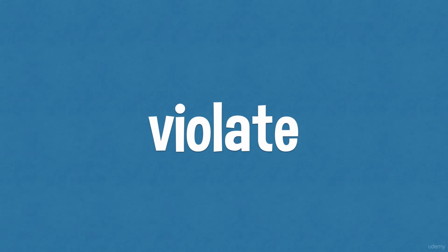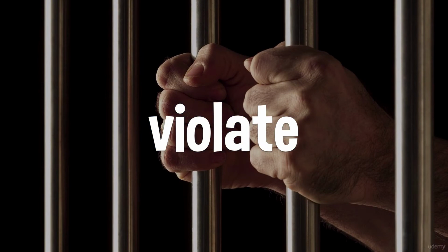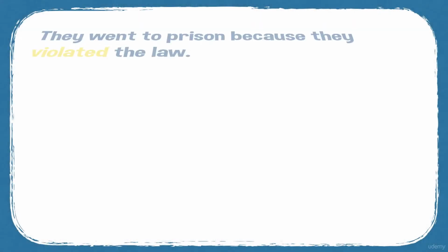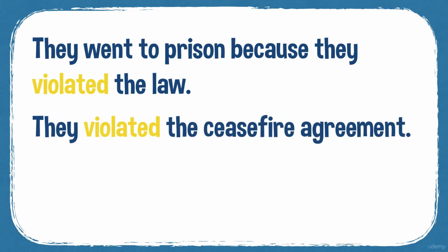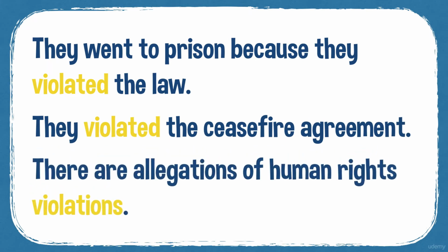Violate. So if someone violates an agreement or a law, then they break it. They don't follow that particular law. So, for example, they went to prison because they violated the law. They violated the ceasefire agreement. There are allegations of human rights violations.